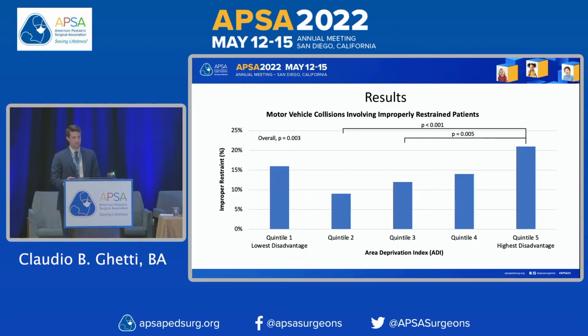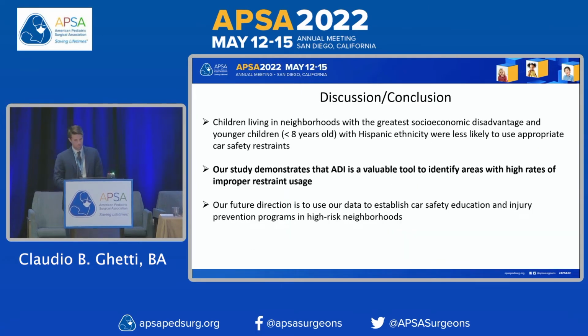And this may in part be due to the fact that we had a smaller sample size in that cohort at only 11%. Overall, we found, as I mentioned, that children in the neighborhoods with the greatest socioeconomic disadvantage and younger Hispanic children were less likely to be properly restrained in the car.